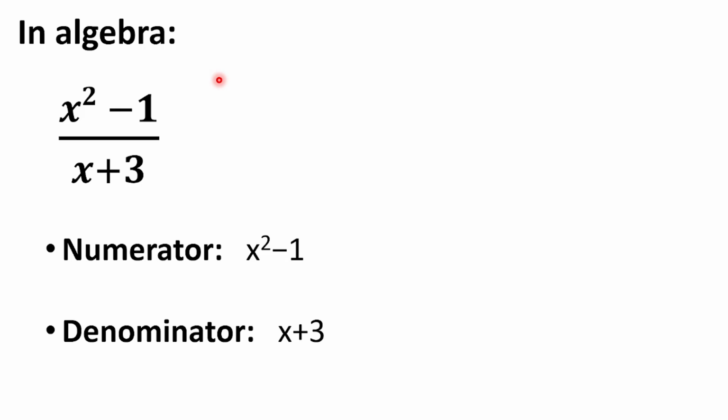In algebra, it is an algebraic expression. Basically, it is a rational expression. For example, x square minus 1 divided by x plus 3. In this expression, the numerator is x square minus 1 and the denominator is x plus 3.